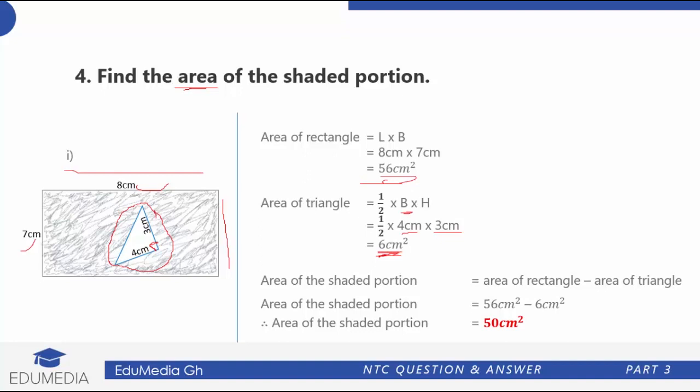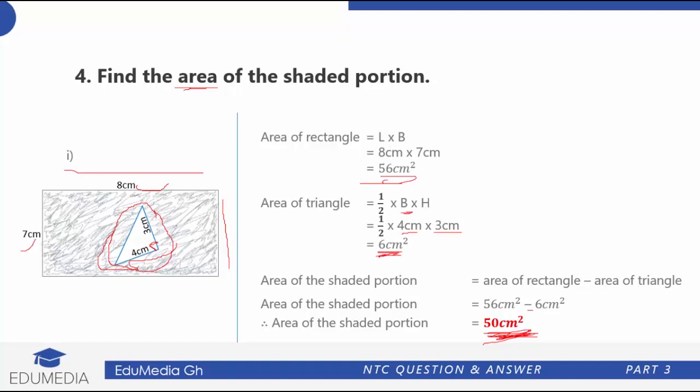So the area of the shaded portion is going to be the area of the rectangle, this whole thing, minus the area of the triangle inside here. So the area of the shaded portion is 56 centimeters squared minus the area of the triangle, which is 6 centimeters squared, and then the area of the shaded portion is 50 centimeters squared. That is our answer here.